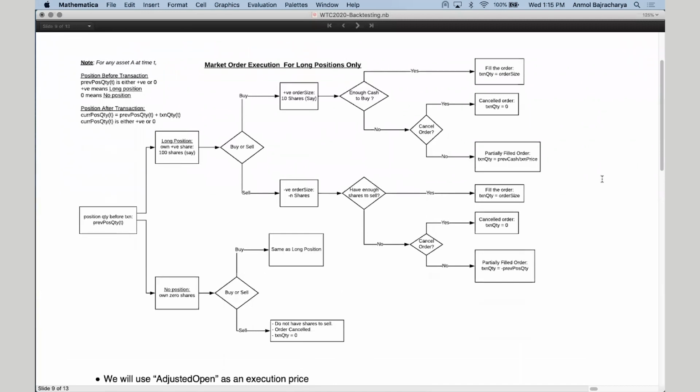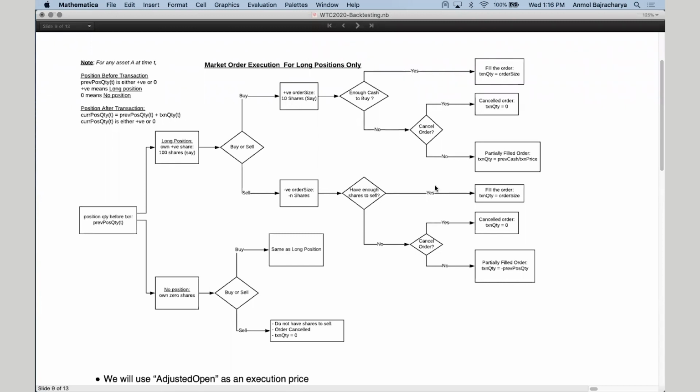I'm going to go briefly through this one. At any time, we can have a position that is either positive or zero, because we're not allowing short selling. So we cannot have a negative position on any asset. If I have a buy signal, say I want to buy 10 shares, I have to check my cash. Do I have enough cash to buy 10 shares of stock? If I have enough cash, then yes, my order is going to be fulfilled.